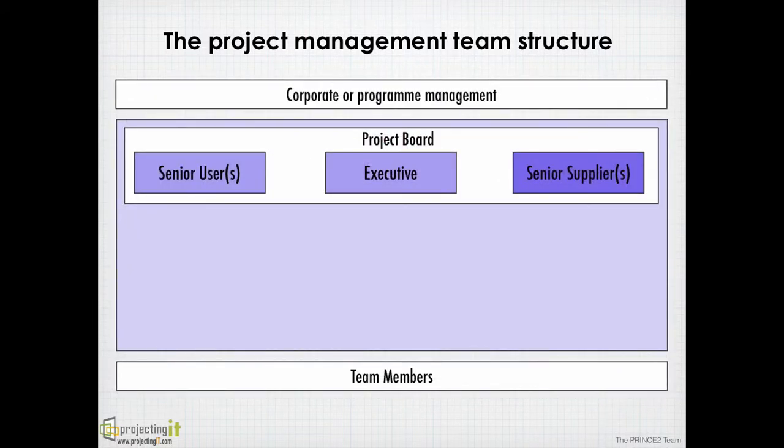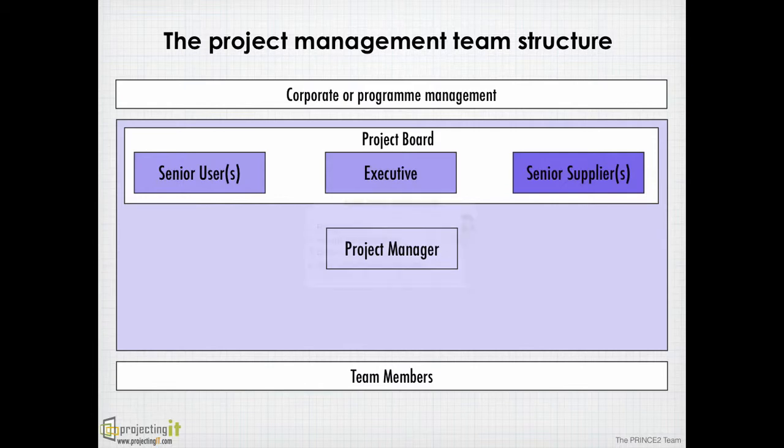Together, they form the project board. They get appointed in the beginning of the project and they ideally should stay together throughout the project. At the end of each stage, the board will review how the project is progressing and ensure that the project continues to remain justified. The project board is reported to by the project manager.